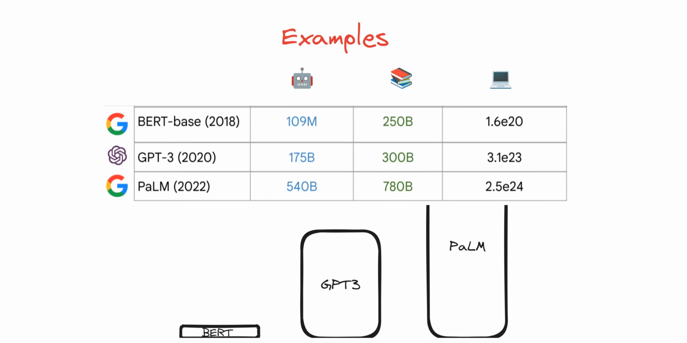We can see this relationship in 3 famous models. In the BERT-base model released in 2018, there were about 109 million parameters, and the system was trained on 250 billion tokens.